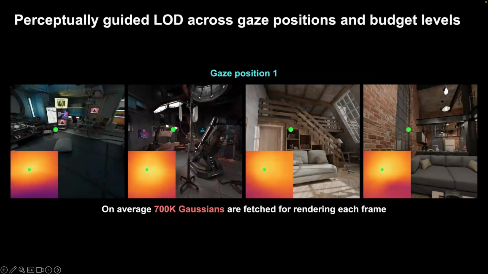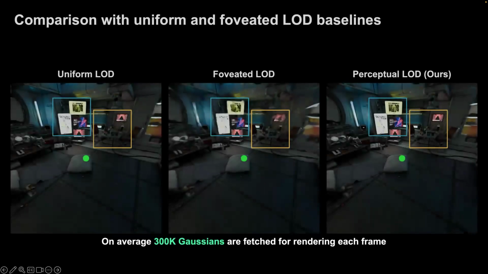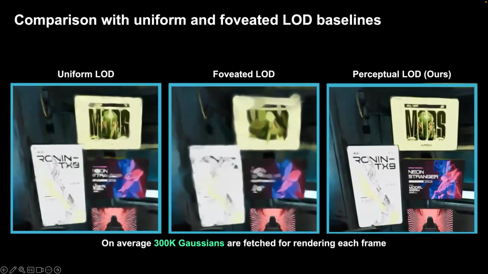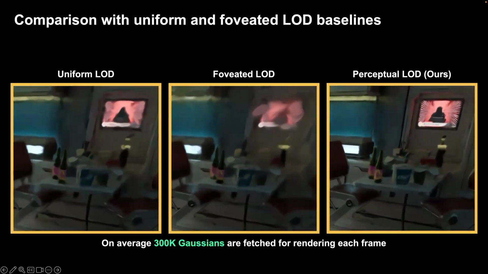Now let's look at some rendering results using our perceptually guided method. As shown in these visualizations, our method adaptively allocates Gaussian budget through spatial LOD modulation across varying eye gaze positions and also different Gaussian budget levels. We compare our approach against 2 baselines: hierarchical 3D GS with uniform LOD and foveated 3D GS with eccentricity-guided LOD. As illustrated in these zoomed-in insets, our method more effectively allocates Gaussian budget across the visual field and better preserves high contrast and high frequency content in the periphery.